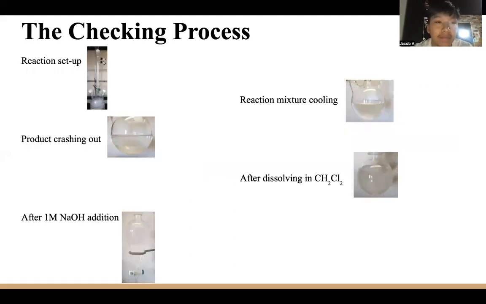The checking process. There's a reaction setup on the top left. On the top right, the reaction mixture cooling. In the middle left, there's a product crashing out. And in the bottom right, it's after dissolving in CH2Cl2. This is all for 1-hydroxyletrain. And in the bottom, it's the separatory funnel for N4-methylbenzoyl and it's after 1 mole NaOH addition.